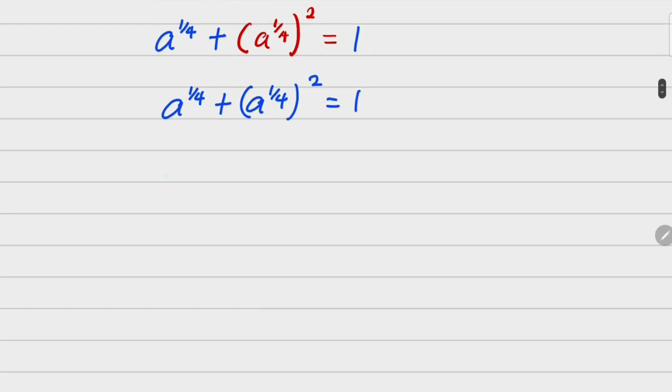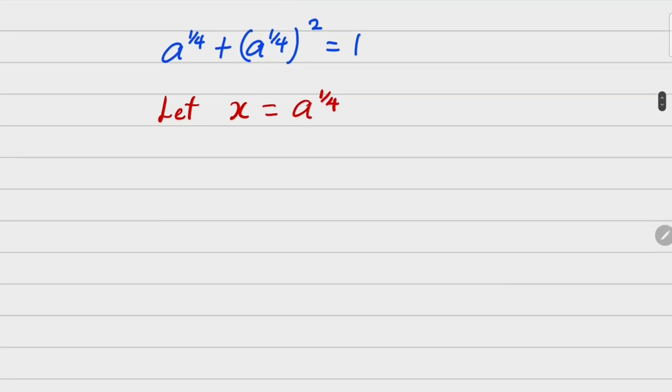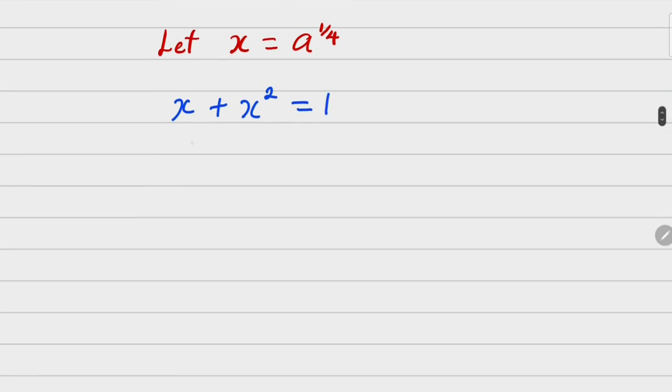Then what I can do is to say let x be equal to a raised to the power 1 over 4. So what I'm going to have here now will be x plus x raised to the power 2 is equal to 1. Rearranging it, I'm going to have x squared plus x minus 1 is equal to 0. Now this is a quadratic equation that I need to solve.